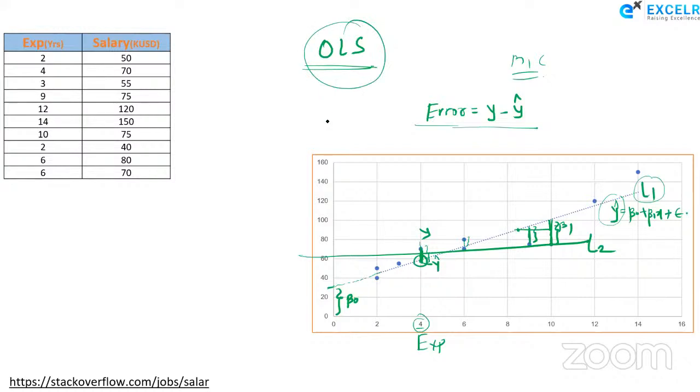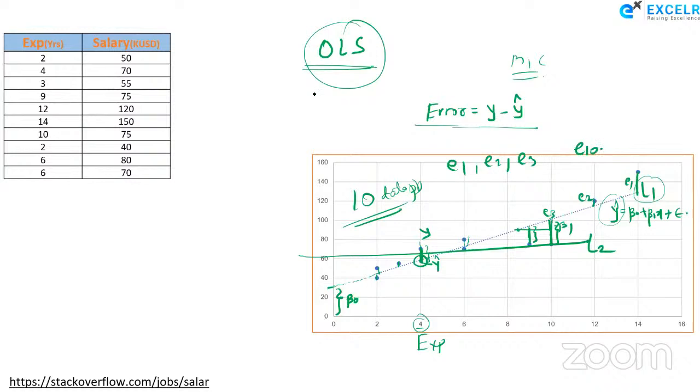So what is the ordinary least square method? For every data point, I'm going to calculate the error. This is the error, this is the error, right? So E1, E2, E3. If I have 10 data points, I'll have E1, E2, E3 up to E10.